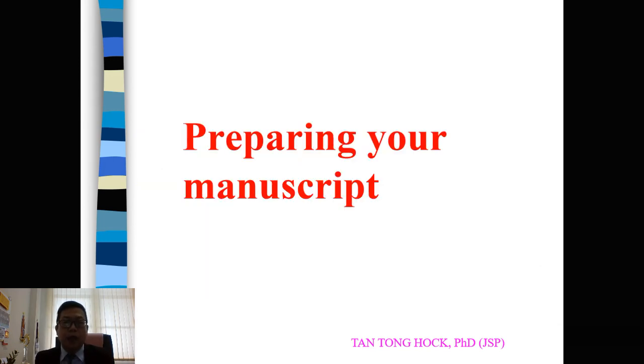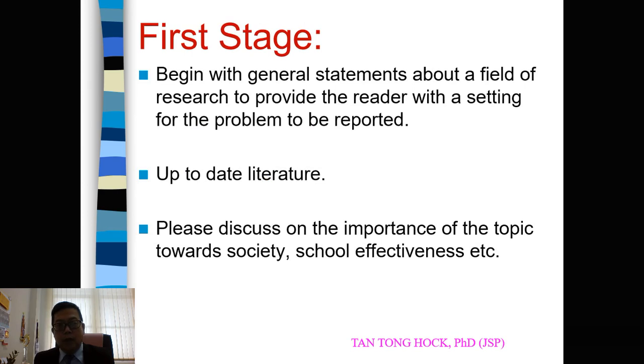Okay. In preparing your manuscript, there are some stages. For the first stage, you must begin with a general statement about a field of the research to provide the reader with a setting for the problem to be reported. Within this stage, you have to read through the literature, and the literature must be up to date. The better literature is within 5 years. Please discuss the importance of the topic towards society, school effectiveness, etc.